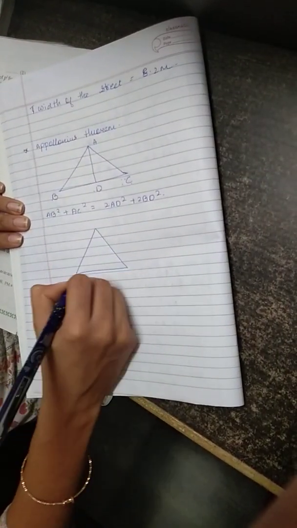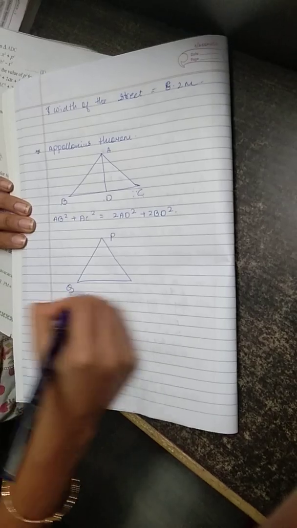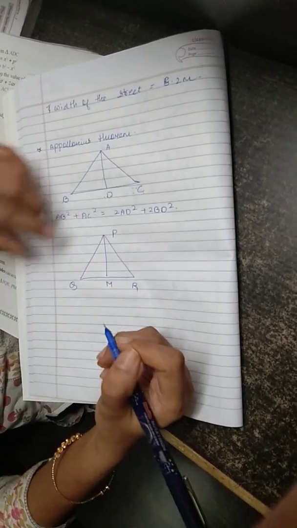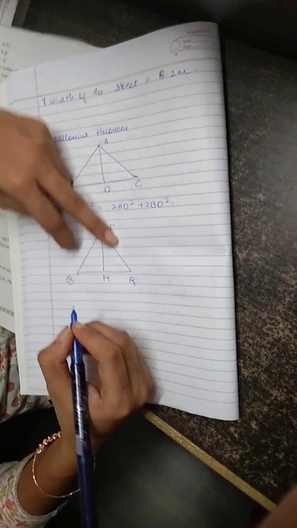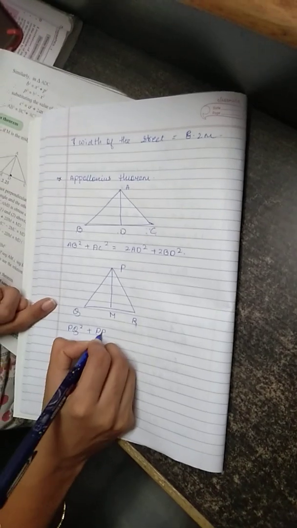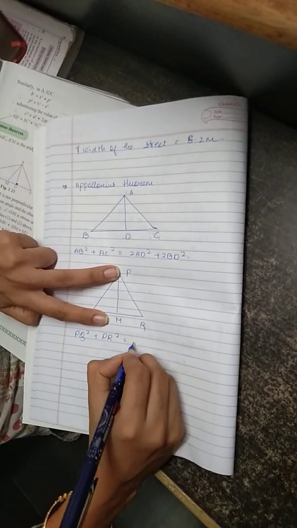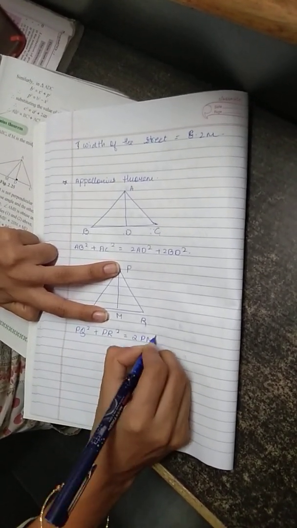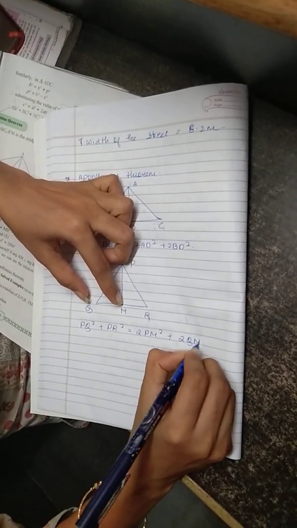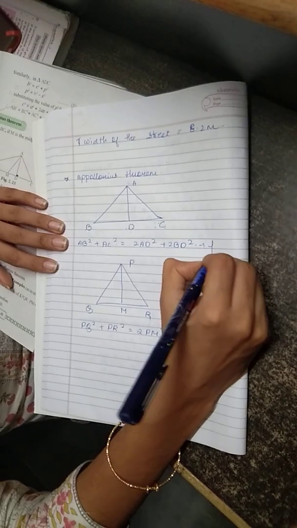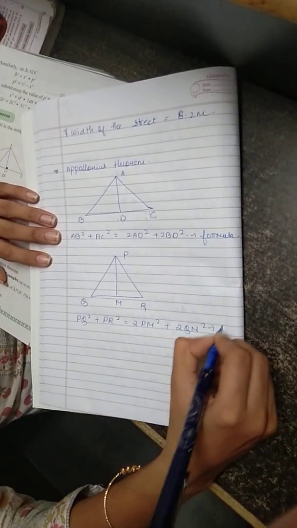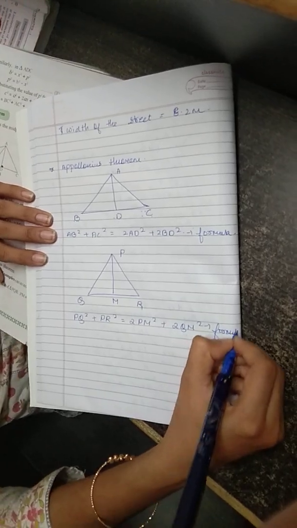Again we'll try for the next triangle. Consider triangle PQR. PN is the median. Now again apply Apollonius theorem. Two sides PQ square plus PR square is equal to twice PN square, the median, and one of its sides, twice QN square. This is the Apollonius theorem, or consider it as a formula.